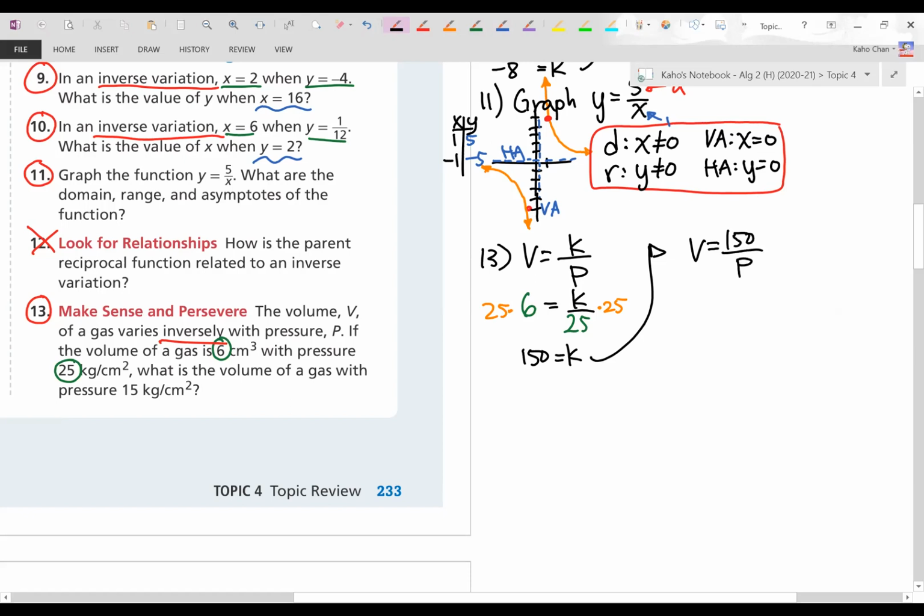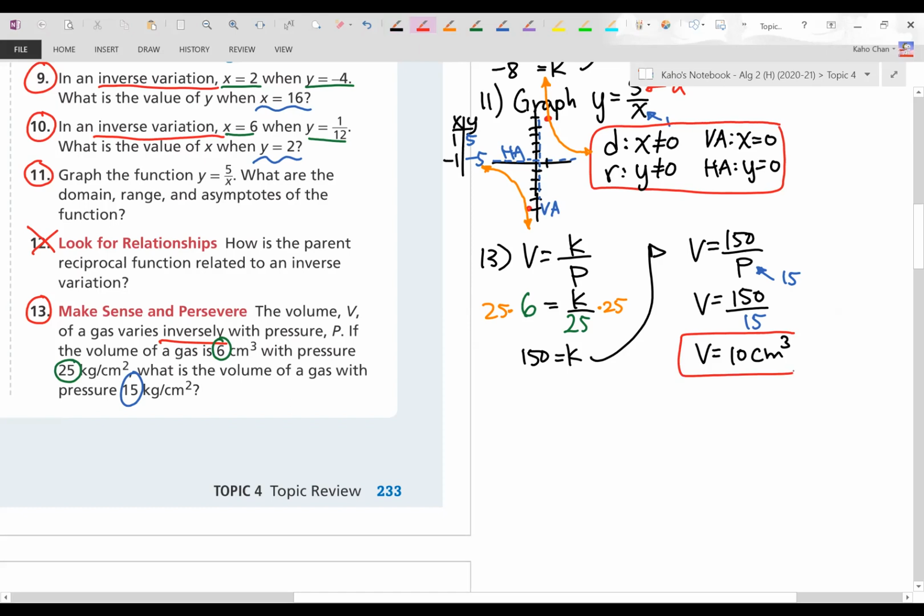Now I just have to solve for volume. Because the question is, what is the volume of a gas with pressure 15 kilograms per centimeter squared? That is the number I need to plug in right there. Okay, not too bad. It really isn't. 150 divided by 15 is just 10. And anytime you work a real world problem, you want to include the actual units. Volume is 3-dimensional. There's my centimeters cubed. That's how much volume that particular gas takes up, and that's your answer.